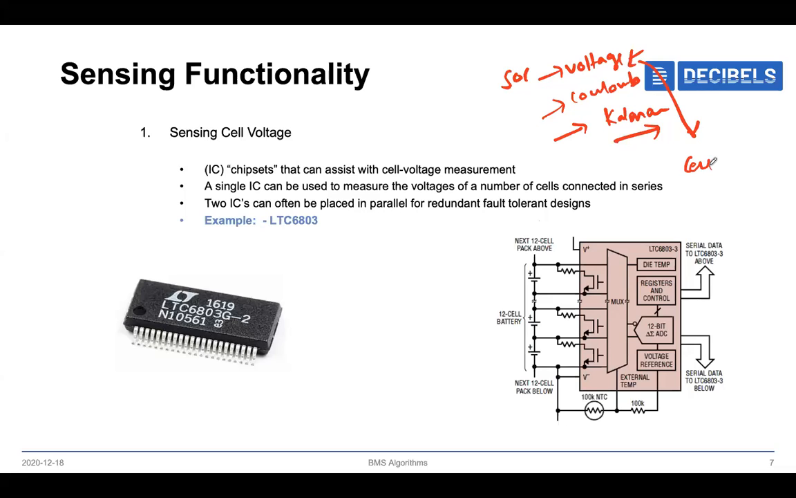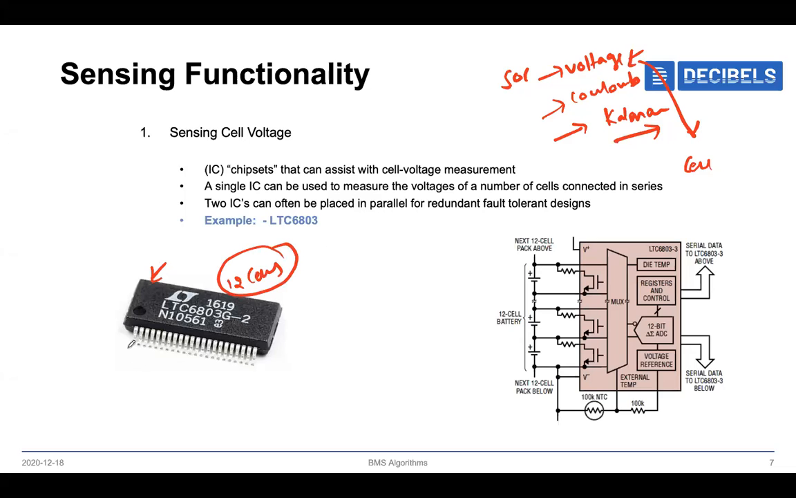So how can we measure these cell voltages? Basically, we will be using IC chipsets. These can be used for measuring cell voltages, and these ICs can measure the voltage of a number of cells, maybe 12 cells or 14 cells, depending upon the IC you have selected. If you look here, this is the one we have used, LTC 680. It has the capacity of measuring around 12 cells, which means the voltage of 12 cells.